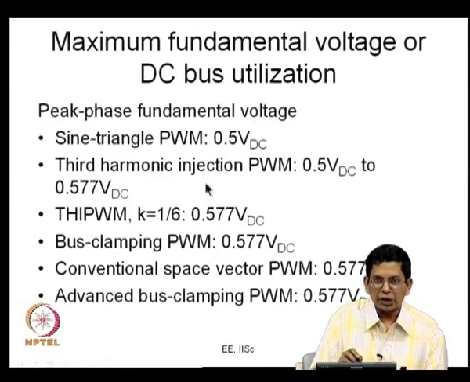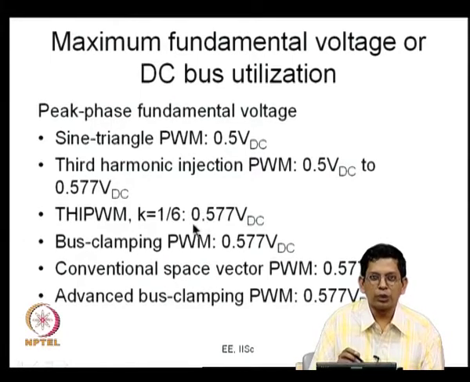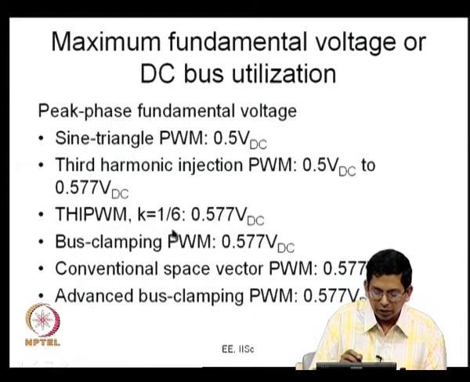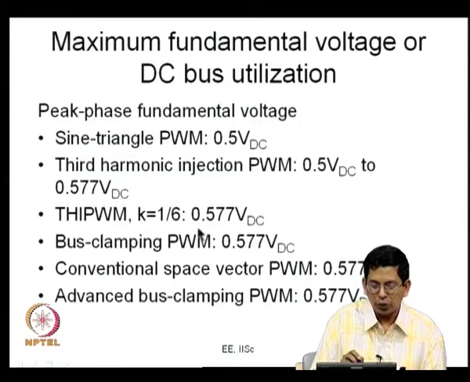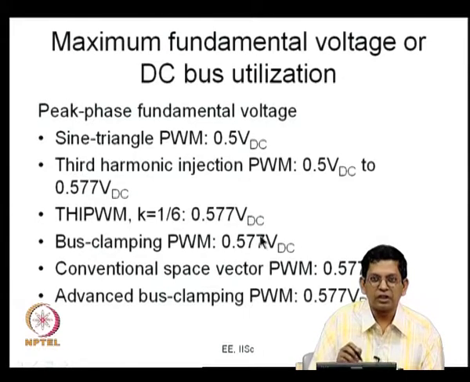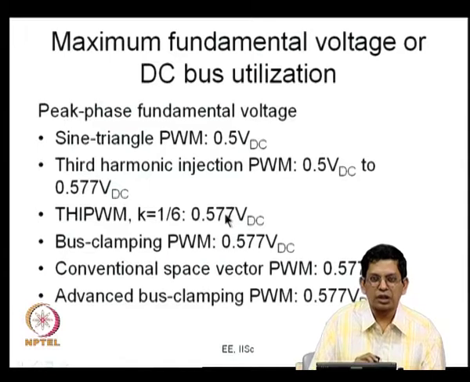Then with third harmonic injection, you are able to push it a little higher, anywhere between 0.5 VDC to 0.577 VDC, depending on what third harmonic component you really had. If the third harmonic component is k equal to 1 by 6, meaning k is the ratio of the amplitude of the third harmonic to the amplitude of the fundamental, so if the third harmonic injected is 1/6 of the fundamental, then you get 0.577 VDC. This is the third harmonic injection that you get now. So, you get something like a 15% increase over that.